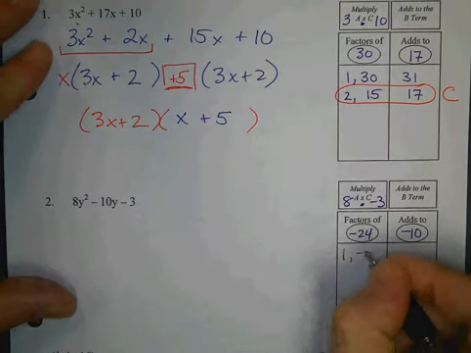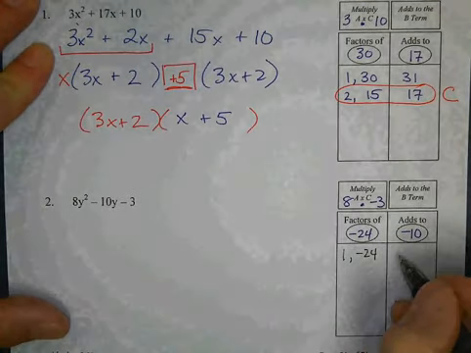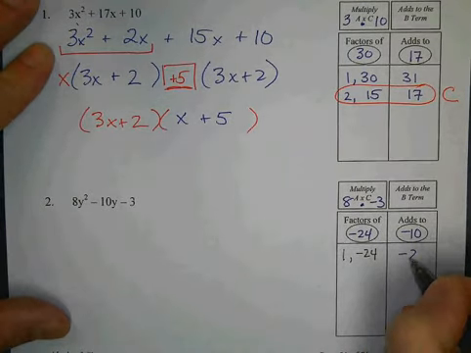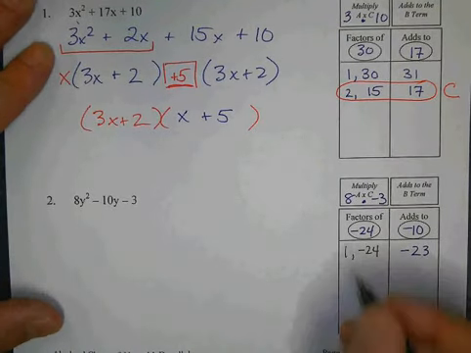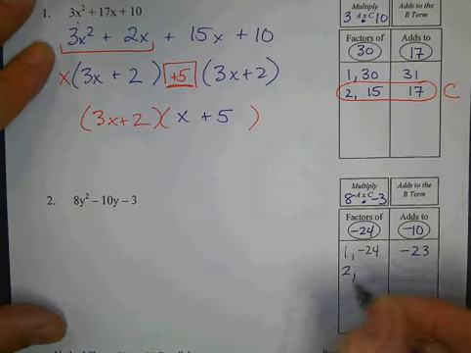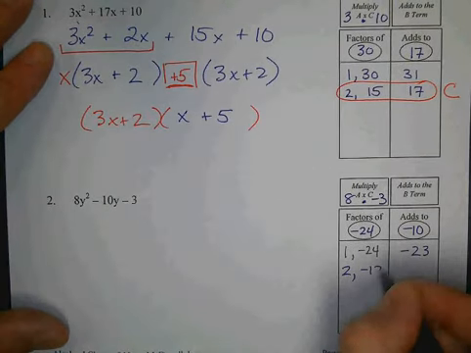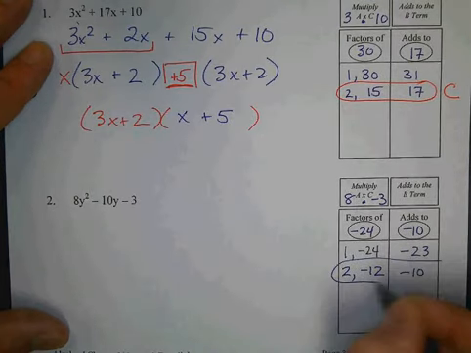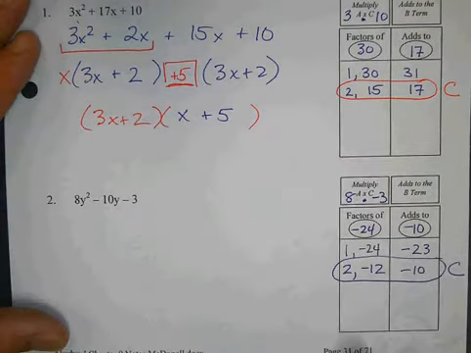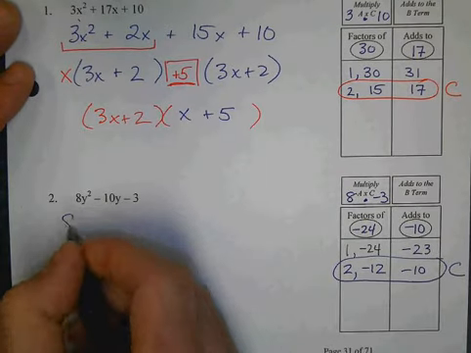1 times negative 24. That works. What does that add to? Negative 23. True? Didn't work. 2 and negative 12. Good. What does that add to? There it is. Multiply, add. There's our 2's. Circle it. There's your 2's. 8y squared.